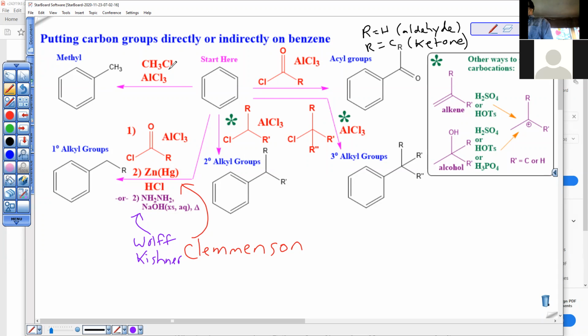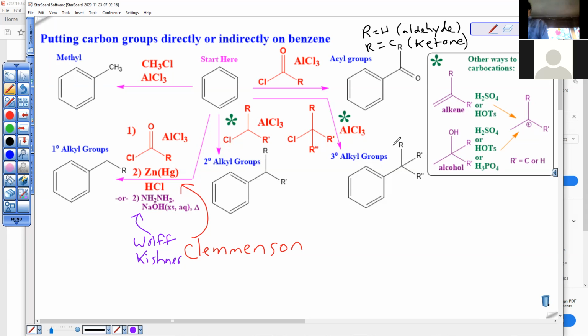The methyl reaction doesn't make a cation. It makes a methyl with the other chlorine on the other side, and methyl has a leaving group. Okay, secondary alkyl groups. Secondary carbon with a halogen, aluminum chloride generates carbocation, and you get your secondary group. Tertiaries will go faster because the cation is more stable. It will form faster, and we get a tertiary group on our benzene.